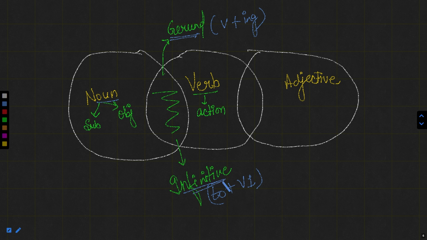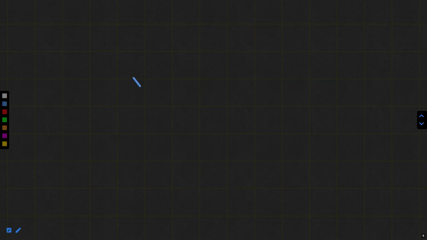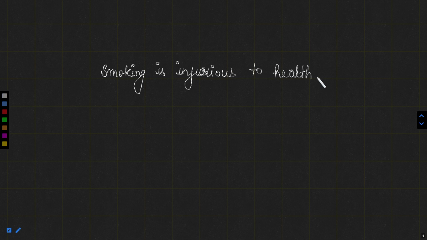Now let us take some examples. Let us take an example on the second page. Suppose there is a sentence: Smoking is injurious to health. Well, all of us know this. Injurious to health. Now this is the sentence. Here, is anyone smoking? No way. Here I have just shown this smoking, and I'm saying that this smoking is injurious to health. It means I'm talking about smoking over here.